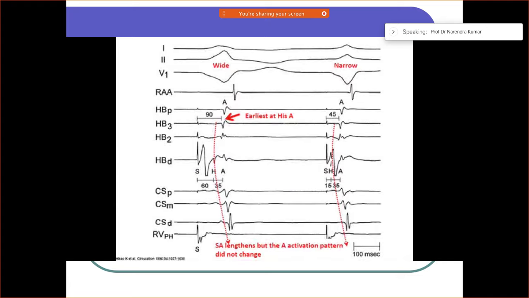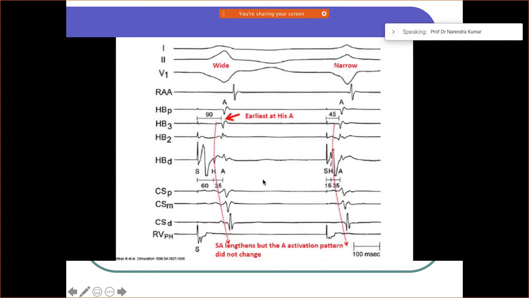So what is now happening over here? This is again something we all should be careful about. Yes, this is again already as I annotated. This is a wide QRS, this is a narrow QRS, and if we look carefully over here, it is earliest at the his A. Yeah, and in fact the SA is lengthening, but the A activation pattern didn't change. Did it change over here in both the times?